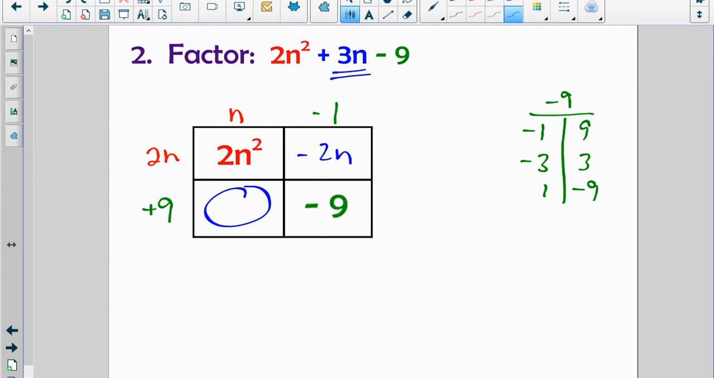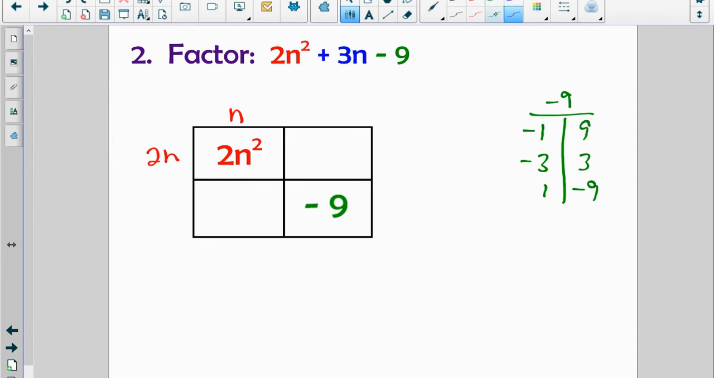In the bottom left, I'm going to take 9 times n. It's like a multiplication table. Just do row times column. That's 9n. But when I add these together, I get 7n. That's not what I want. I want 3n. All right, so that's not it. It's not negative 1 on the top and positive 9 on the bottom.